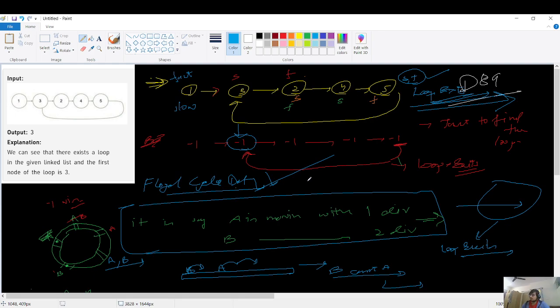And if the cycle exists, I need to find the starting node. As you can see in the paint, the pointers S and F meet at 5, right? It does not guarantee that the slow pointer and fast pointer will meet at the starting point. It can meet anywhere. It depends on the number of nodes you have, and the motion they are in: the slow moving one ahead, and the fast pointer moving two times ahead.